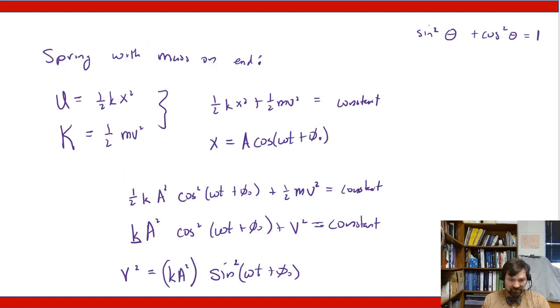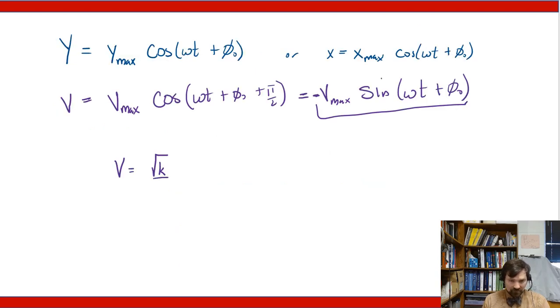Sorry, I left off an m here. V must be square root of k over m, or over square root of m, times A times sine omega t plus phi naught. Could be plus or minus, by the way. Either one works, because if I square minus sine, I still get sine squared. So which one is it, plus or minus?